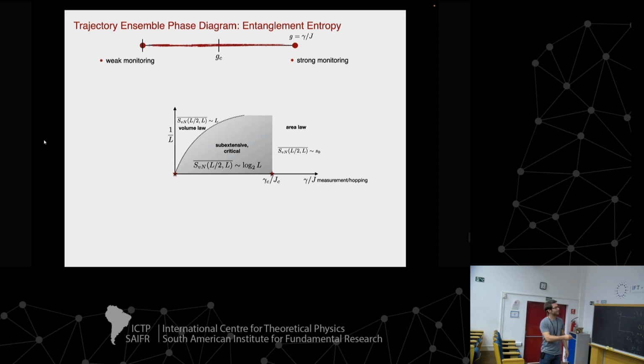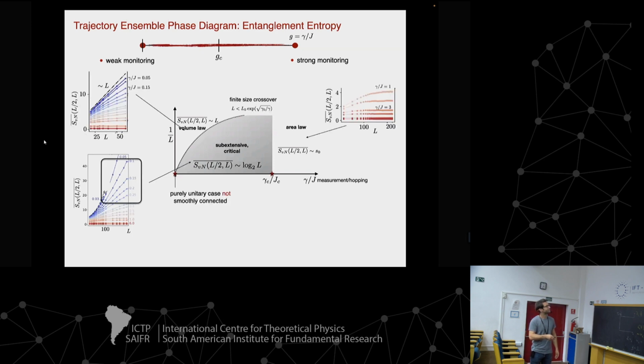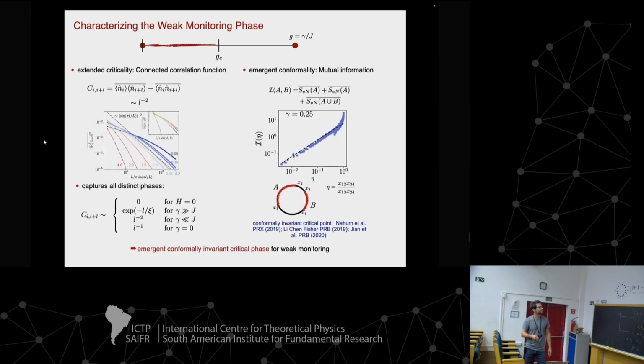And that is really an extended phase with this log scaling, while if we measure very strongly, then we get an area law, because at some point these measurements win. Okay, so here are some details for that, but the real point is that we get an extended phase, or like a critical phase, where the entanglement entropy scales logarithmically with system size.